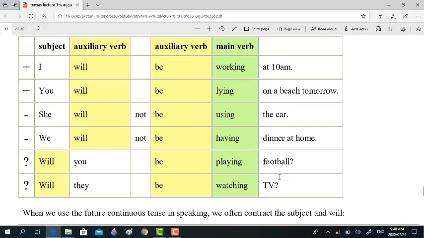To make them interrogative, just move the auxiliaries before the subjects, like will you be playing football, will they be watching TV.